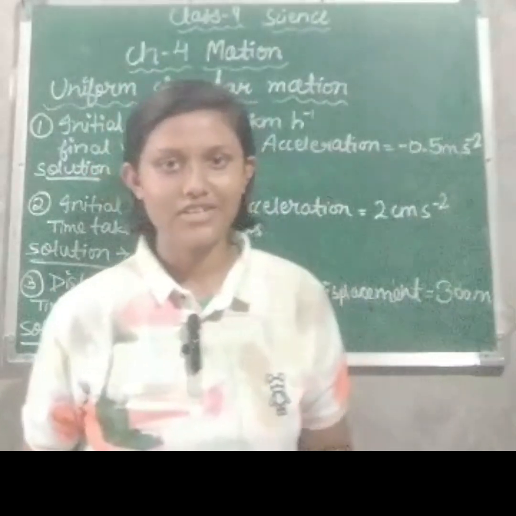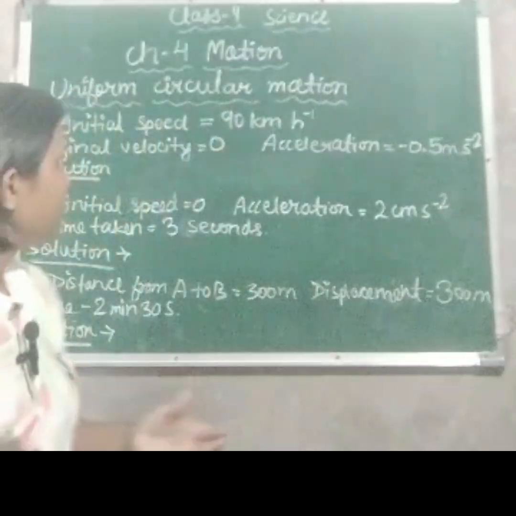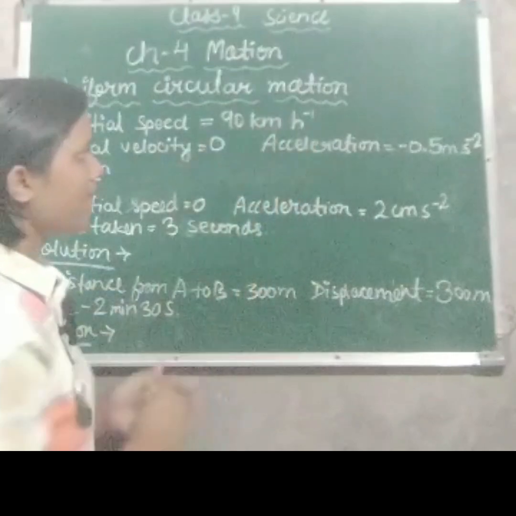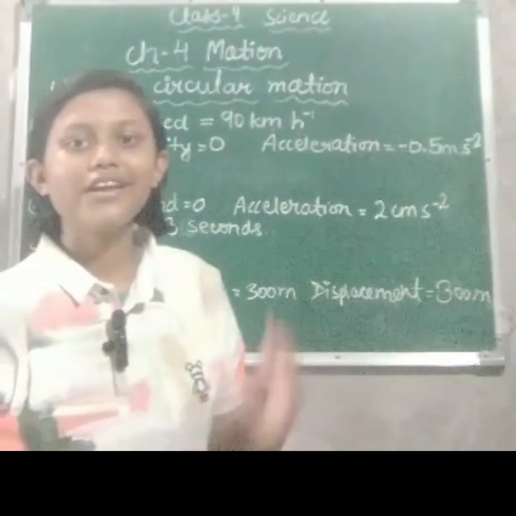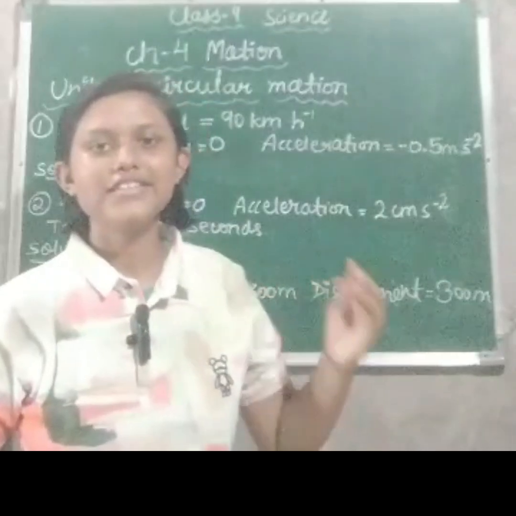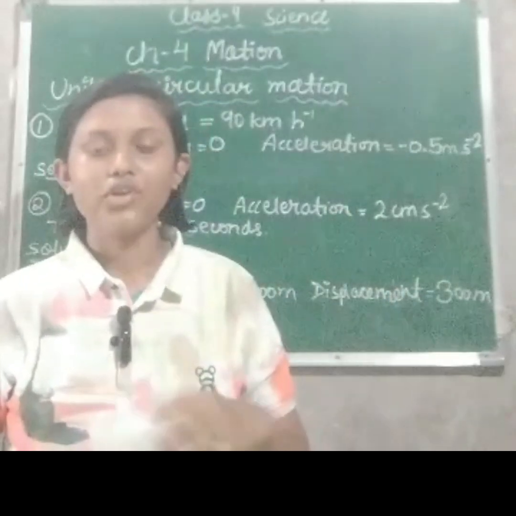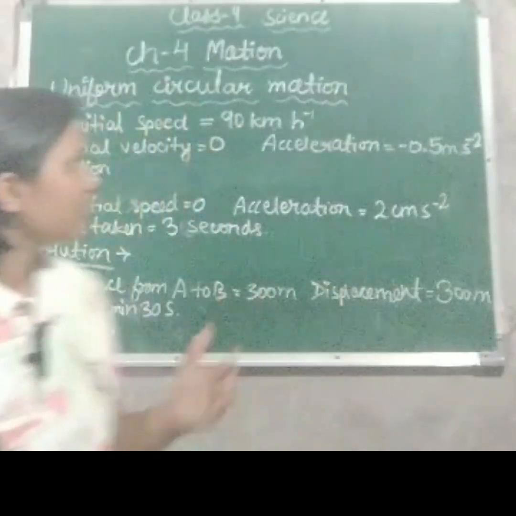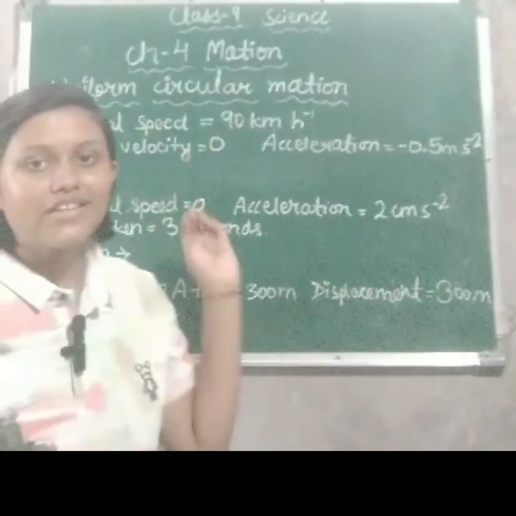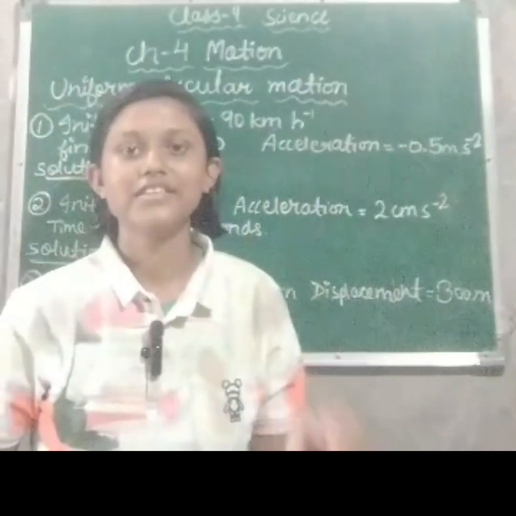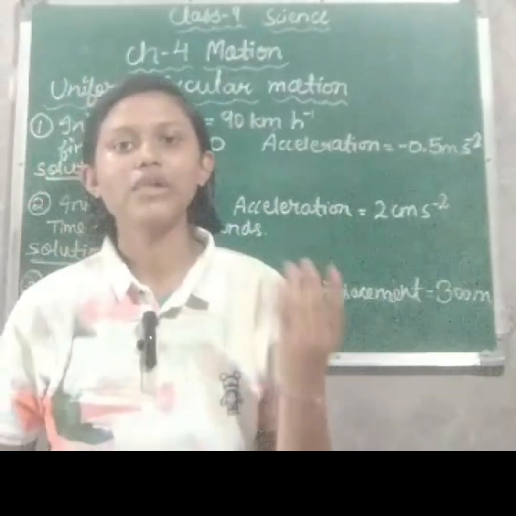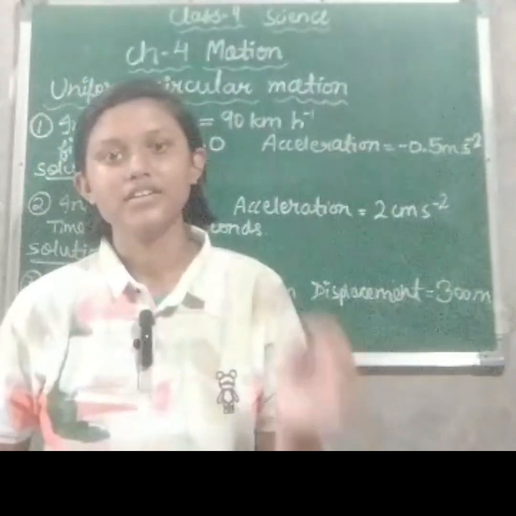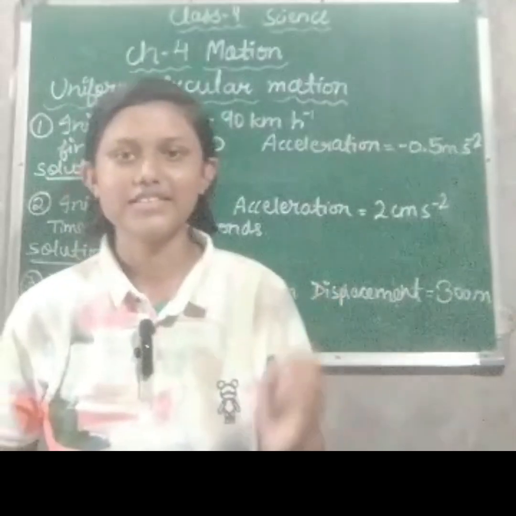So friends, the information given in this question is: initial speed is 90 km per hour. Before calculating the distance, first we will convert this speed into meter per second, because the SI unit of speed is meter per second. The second piece of information is the final velocity. Here the final velocity is 0, because in this question it is said that we have to calculate the distance before it is brought to rest. Rest means 0. So the final velocity is 0.